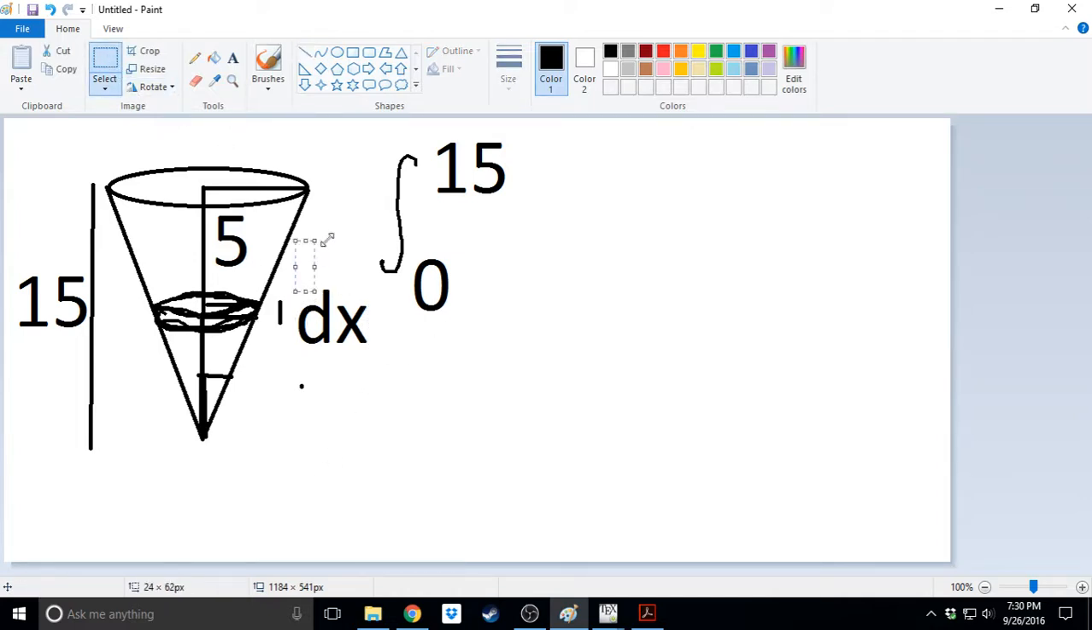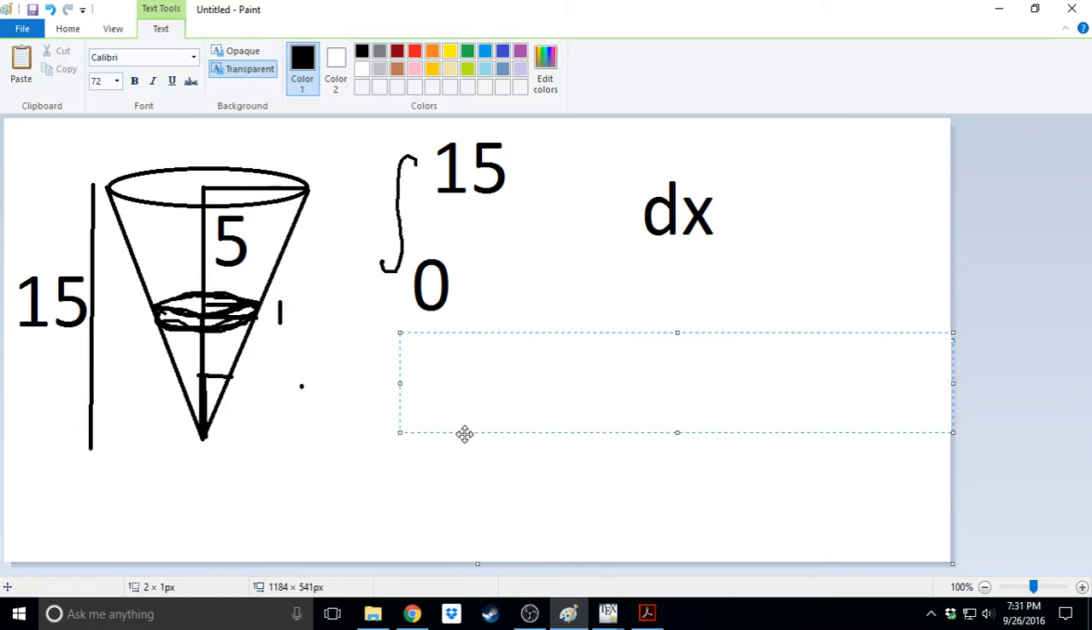So in our integral, we put 1/3 x as our radius, which means 1/9 x squared. Pi times 1/9 x squared is the area of the circle here. So let's write that down. Let's see. Do they have a pi? I think they do.